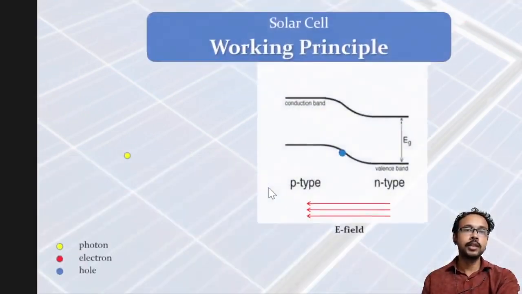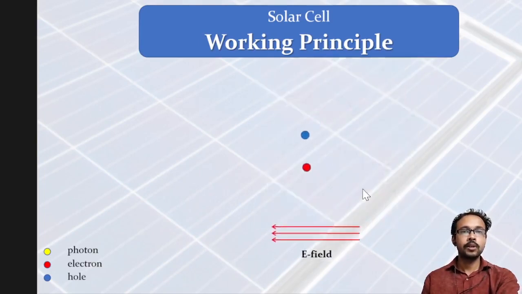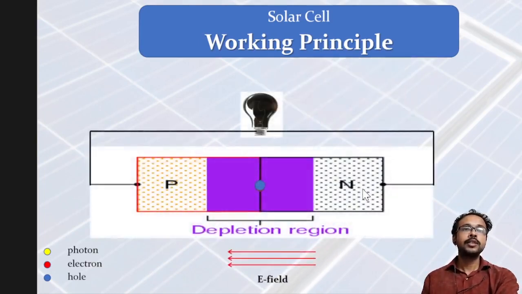So what happens there? Let us have a look at that. When the photon interacts with the electron in the valence band, it transfers its energy to the electron, and as a result, the electron moves from the valence band to the conduction band. In this process, it leaves behind a hole in the valence band. Now these electrons and holes that are created by the interaction of the photon are present under the electric field. So the electric field separates the electron and hole and transfers them to the external circuit. As a result, we can have a current flowing through the external circuit.